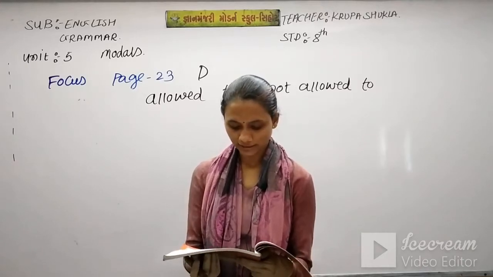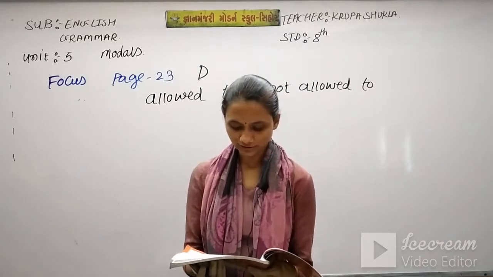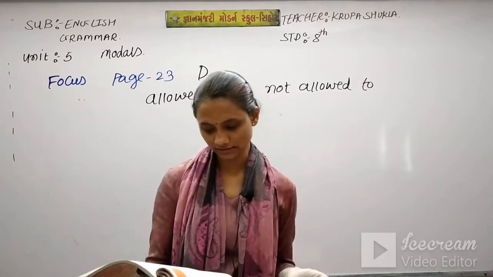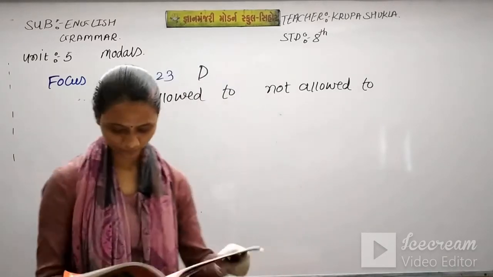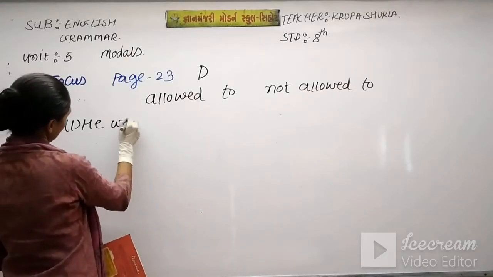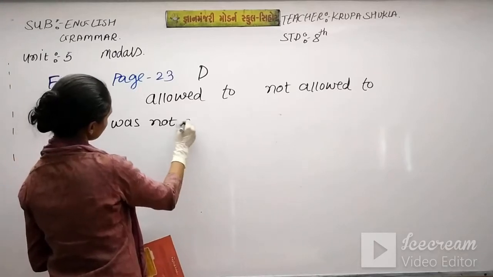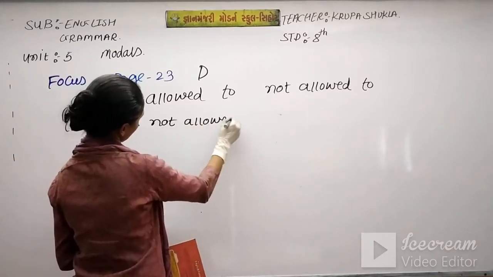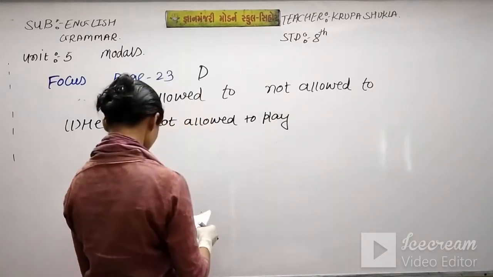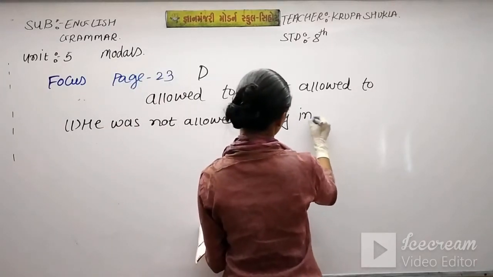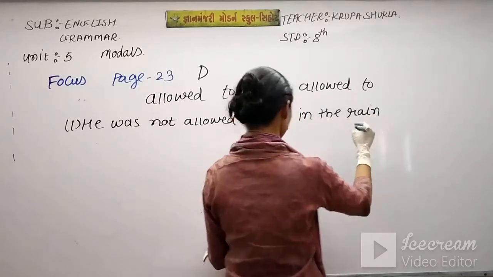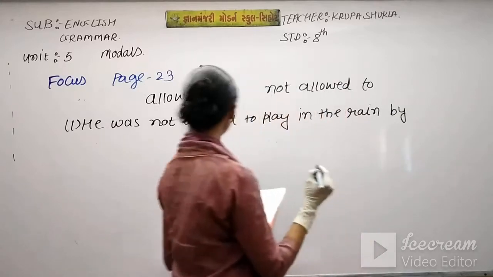He wanted to play in the rain. His mother did not let him. So did and wanted, it means this sentence is in past tense. So we will use was here. So the answer for the first is: he was not allowed to play in the rain by his mother.